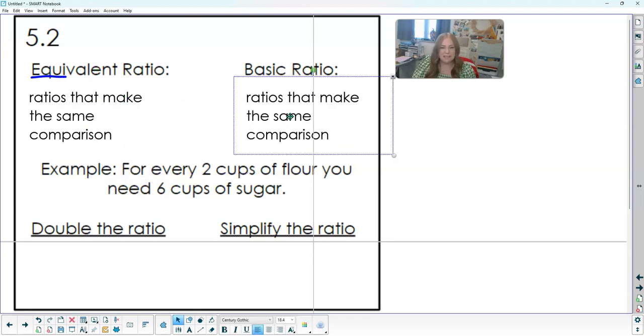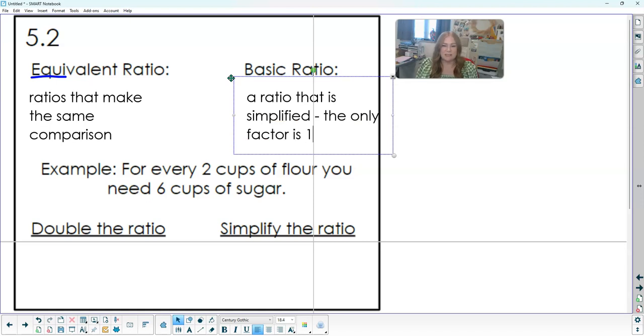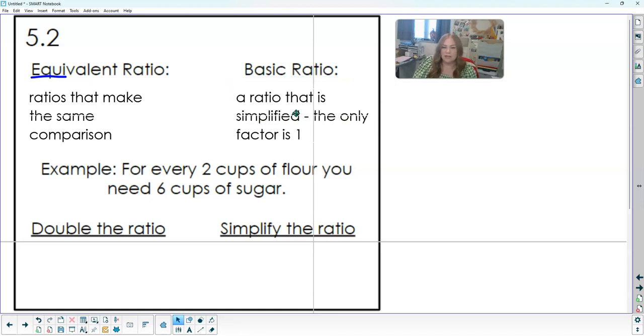So a basic ratio is a ratio that is simplified. The only factor is 1. The only thing you can divide the numerator and the denominator by is 1. So 3/5, the only factor they have is 1. So a basic ratio is just the simplified ratio. It's basic. It's as simple as it can be. Basic and simple. Equivalent means this is the same as this.